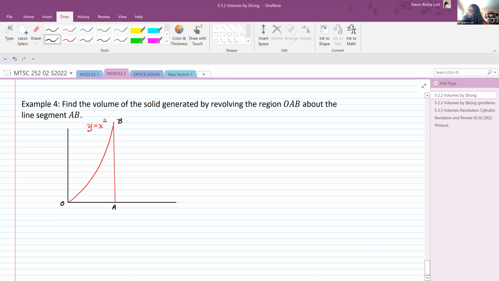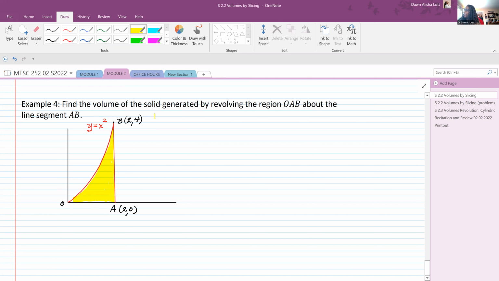All right. So B, as you can see, since it's a point on the curve y equals x squared, I'll tell you what A is first. A is the point 2, 0, and B is the point 2, 4. Okay, and here is my region. My region is this whole yellow space in here. That is the plane region that is being revolved around the line segment AB.